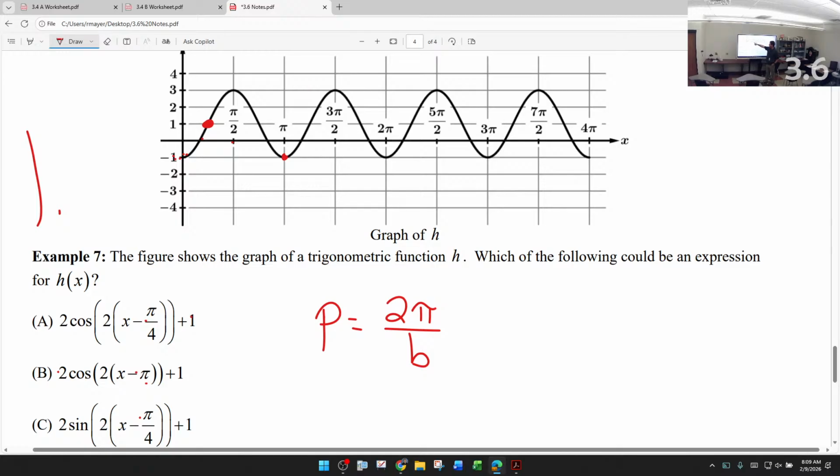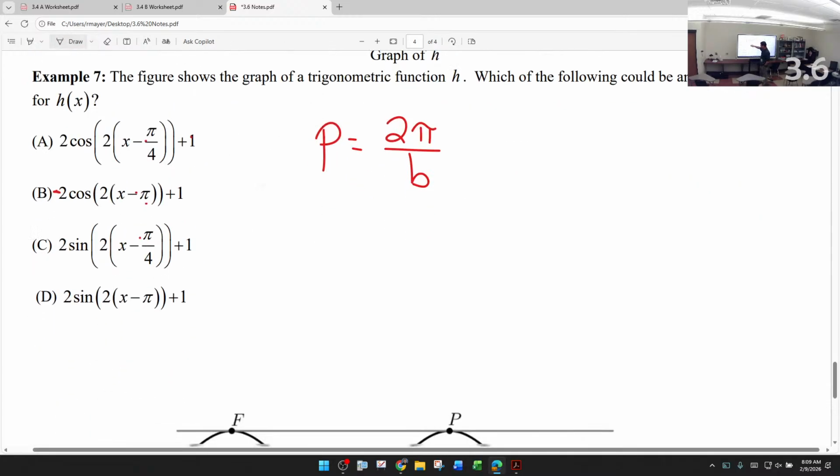If we were starting at pi, that's a min. We could use cosine, but that would have to be a negative, right? Because with cosine we start at a max or a min, but if we start at a min, it better be negative. And then the last one, I'm sorry, we said C was the correct answer, right? And D does pi.